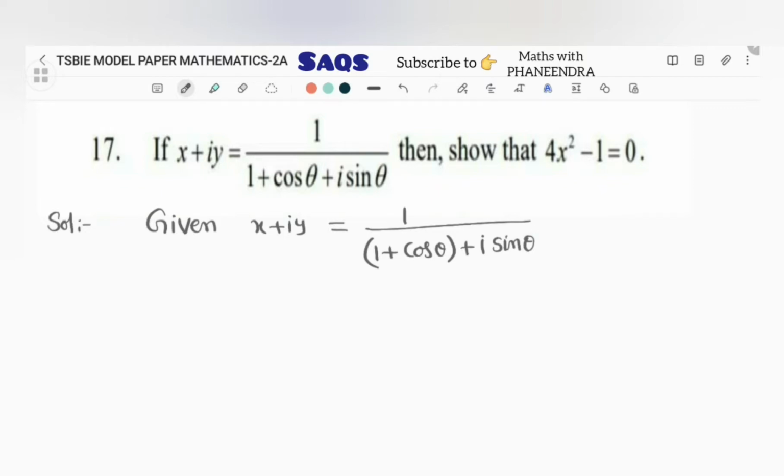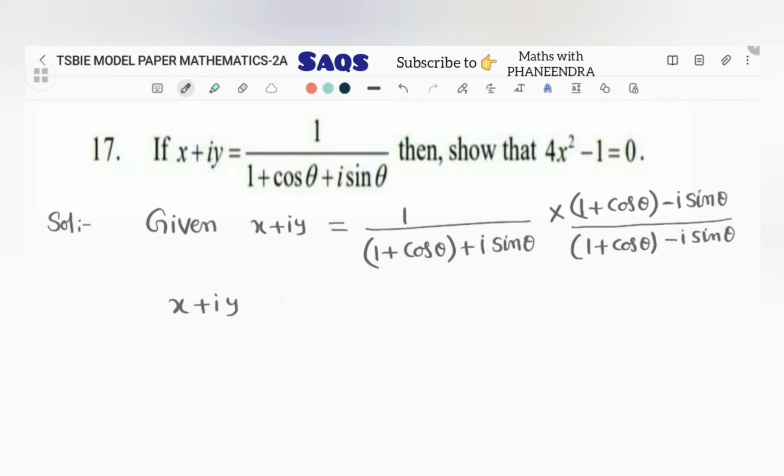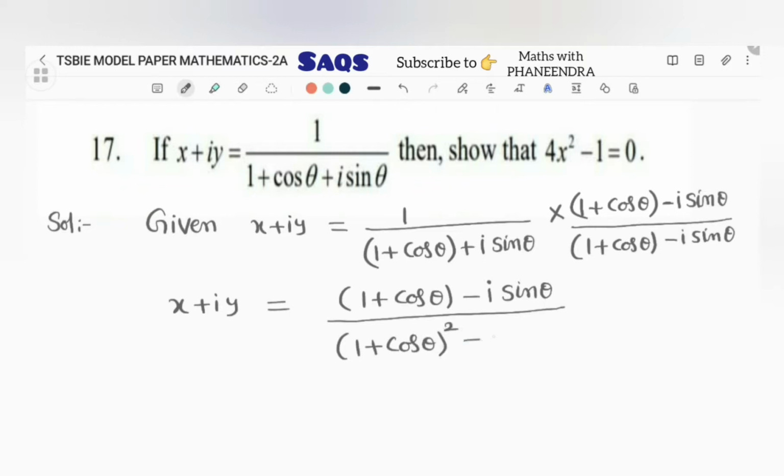So here we are going to do rationalizing. Multiplying and dividing by 1 plus cos theta minus i sin theta. So x plus iy is equal to 1 plus cos theta minus i sin theta divided by the denominator, which is in a plus b into a minus b form. So a square minus b square: 1 plus cos theta whole square minus i sin theta whole square.